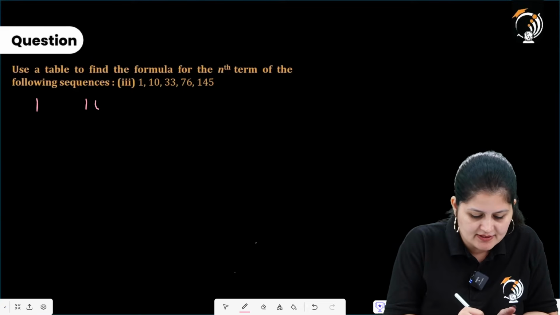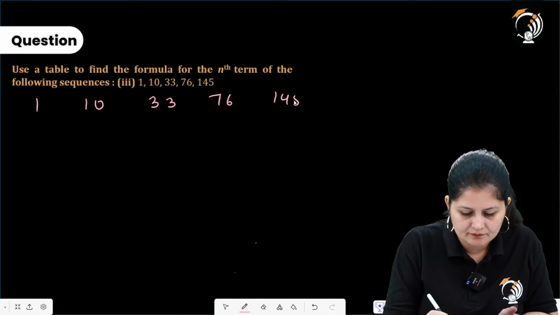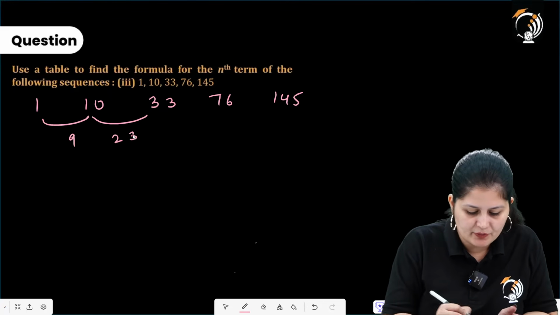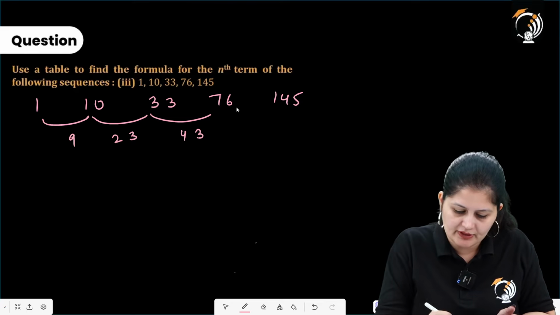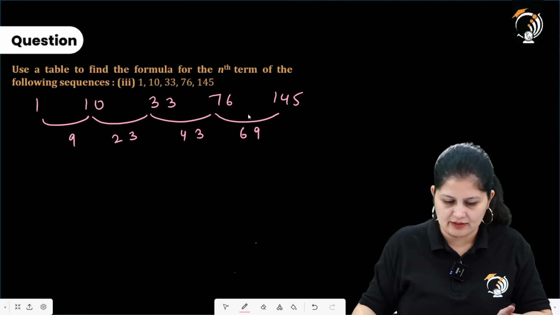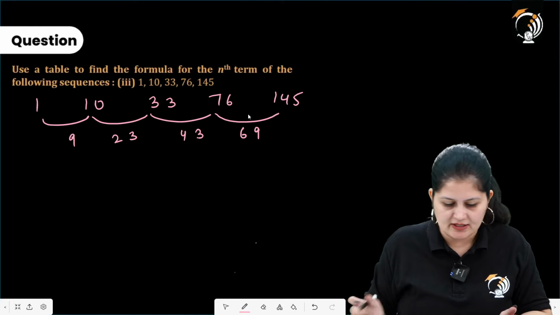So let's write the sequence. The first difference is 9, then we are getting 23, then 43, and further 69. Let me just do the calculation. 145 minus 76 we are getting, yeah, 69.